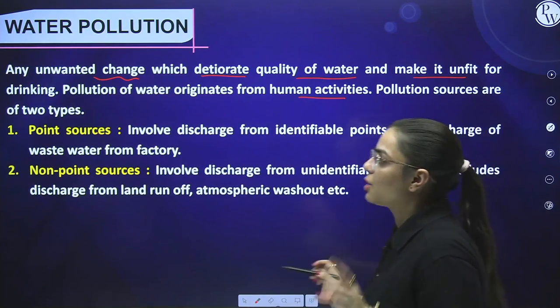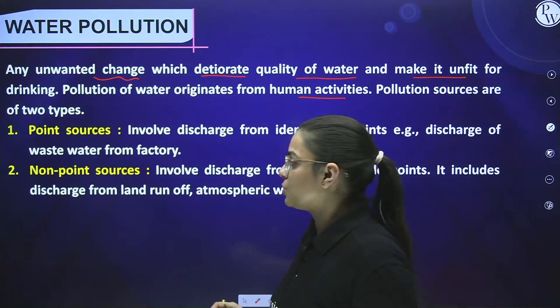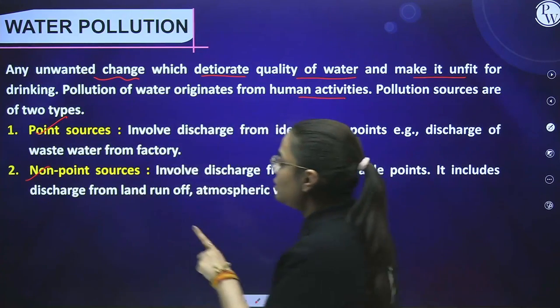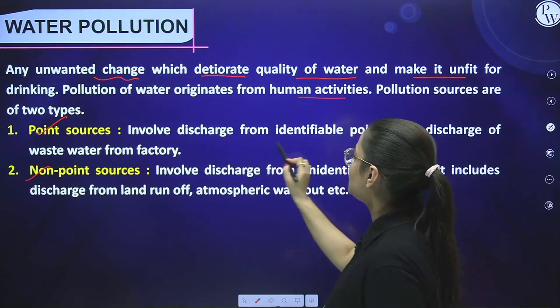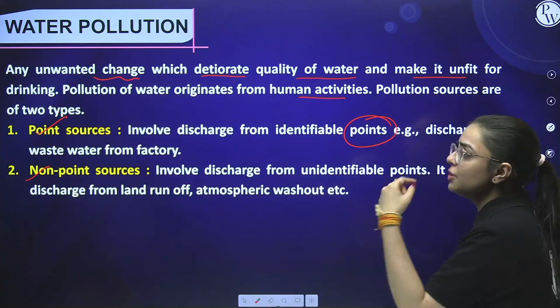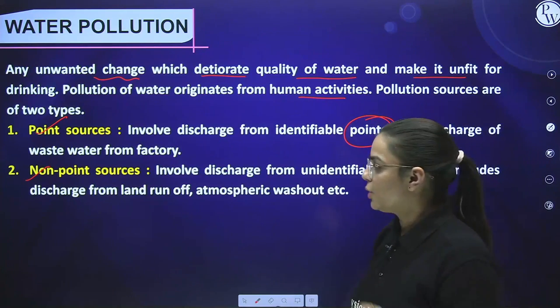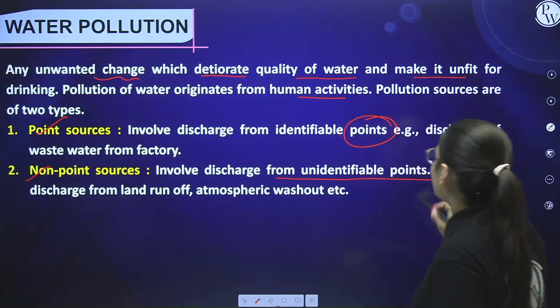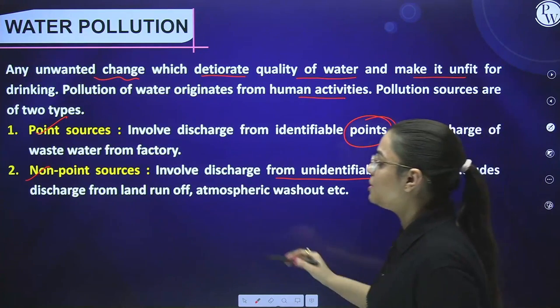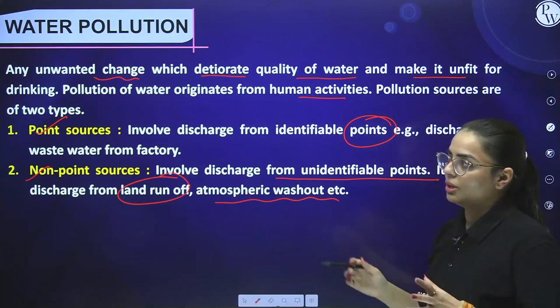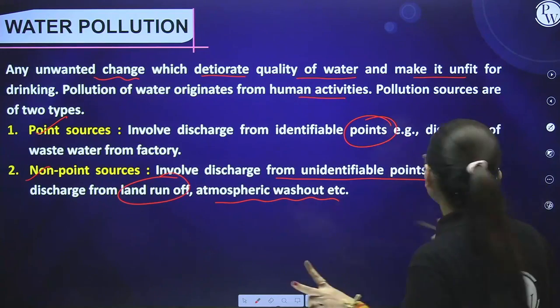Pollution sources are of two types over here in water pollution: point sources and non-point sources. If I talk about point sources, it involves discharge from identifiable points. Example, discharge of wastewater from a factory. Now, non-point source involves discharge from unidentifiable points. It includes discharge from land runoff, from atmospheric washout, all these. So these are the two sources, right?